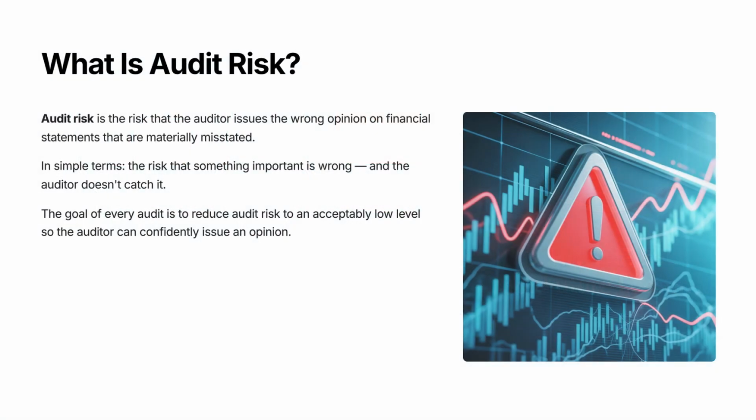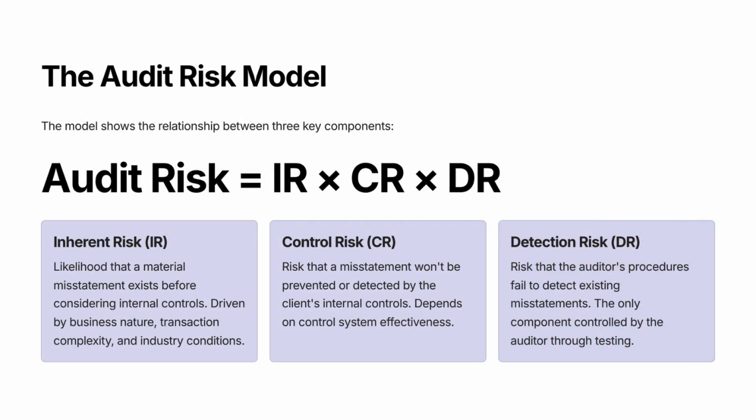Let's begin with the big question. What exactly is audit risk? Audit risk is the risk that the auditor issues the wrong opinion on financial statements that are materially misstated. In simple terms, the risk that something important is wrong and the auditor doesn't catch it. The goal of every audit is to reduce audit risk to an acceptably low level so that the auditor can confidently issue an opinion. And to understand how this works, we use what's called the audit risk model.